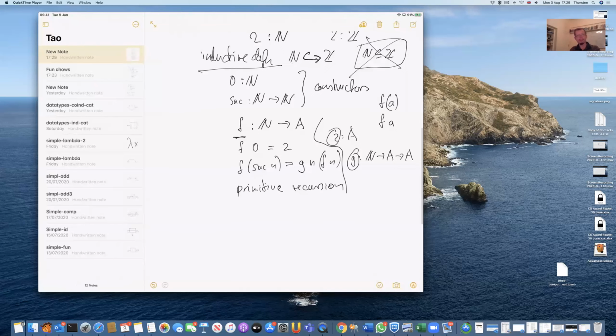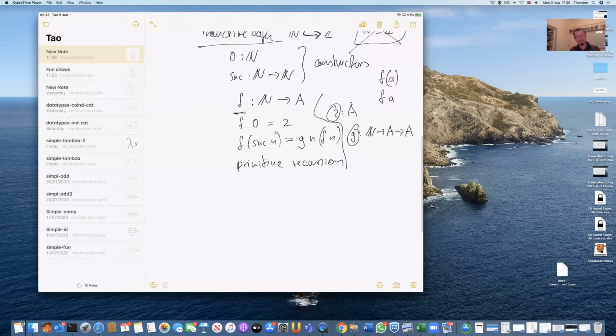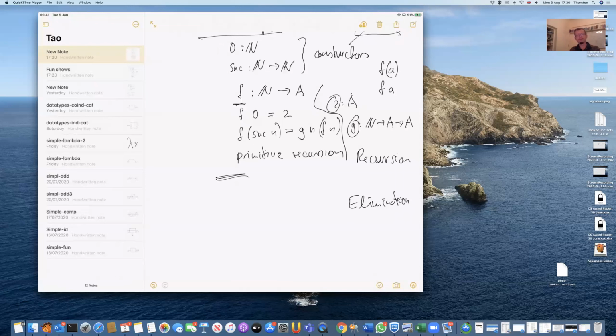Now, I'm actually cheating because this is a special case. The general scheme is called elimination, and it's a very slight generalization of primitive recursion. What you need are dependent types. Let's say you have a type, let's call it B, which is a dependent type. It's a family of types.